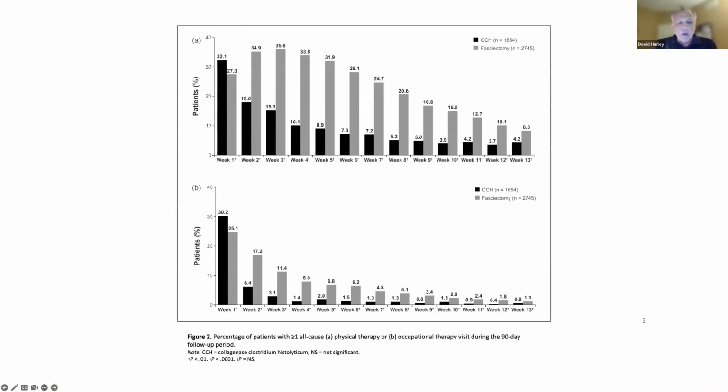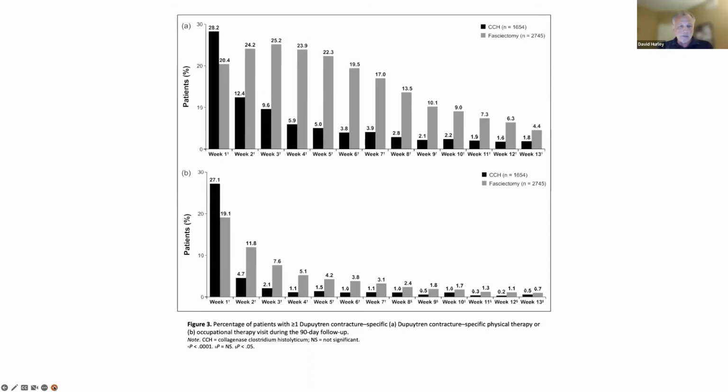So here you can see the all-cause physical therapy and occupational therapy utilization in the 90-day follow-up period. The top graph is for physical therapy. The bottom graph is for occupational therapy. And what you can see is that at every time point, except for week 13, there is a statistically significant difference between the utilization of both PT and OT for these two therapies. In week 1, there was statistically significantly more therapy provided to the CCH group. And then for every week thereafter, there was more utilization, statistically significantly so, in the fasciectomy group.